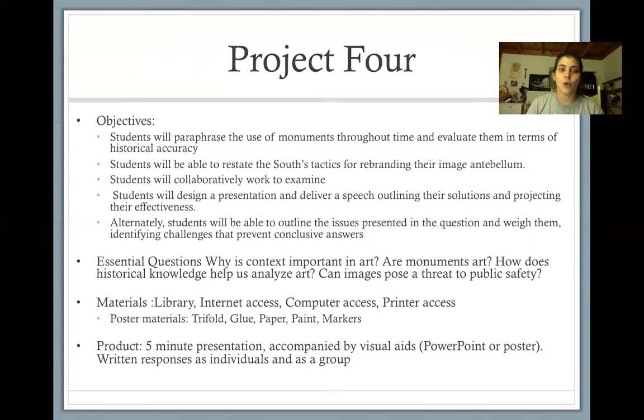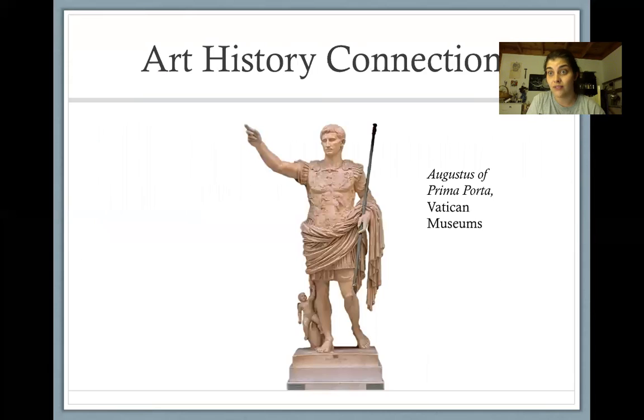And the essential question is, why is context important in art? Are monuments art? Does historical knowledge help us analyze art? And do monuments pose a threat to public safety? That was a real debate that's being had in North Carolina about one of our Confederate monuments.